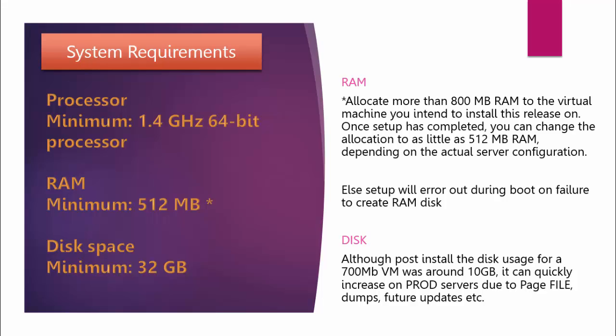Windows Server 2016 requires a processor of 1.4 GHz or above. It should be a 64-bit processor. This should generally not be a problem with today's computers.